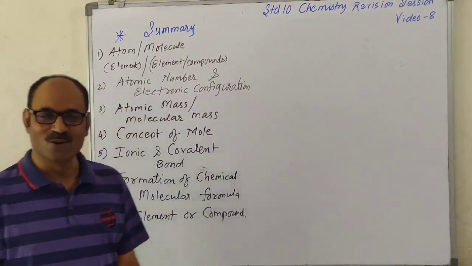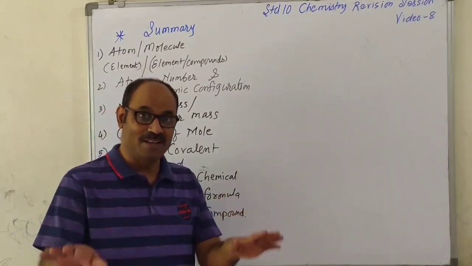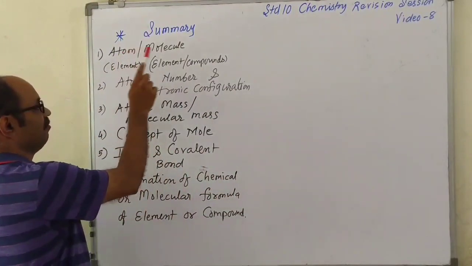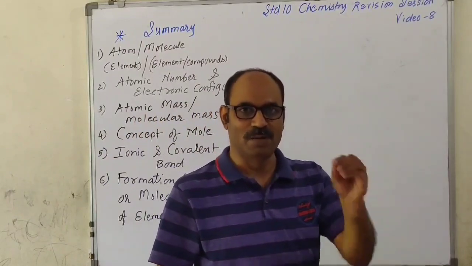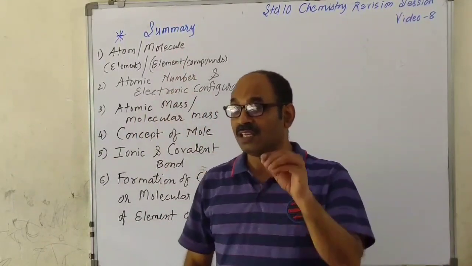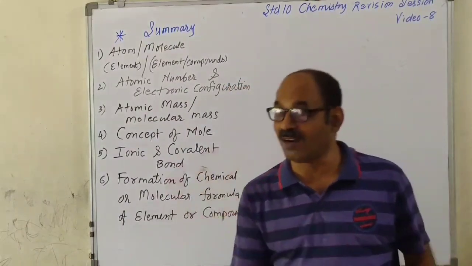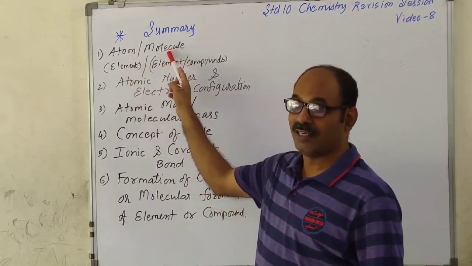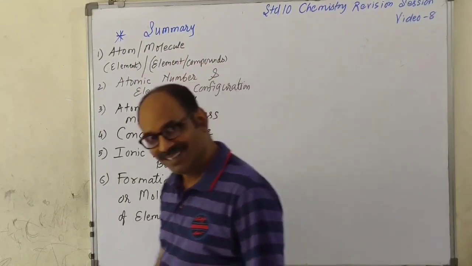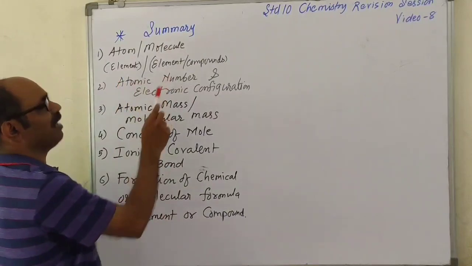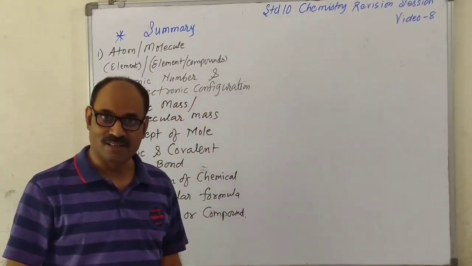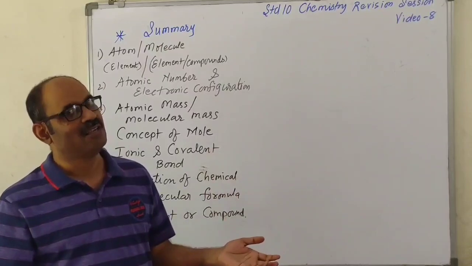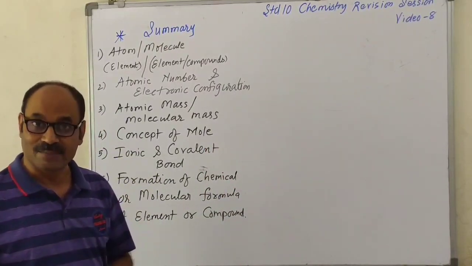So now let us look at the summary of all that we learnt so far in chemistry revision of standard 9th. Okay. What we learned? Atom and molecule. What is atom? The smallest possible particle of an element. What is molecule? The smallest possible particle of element or compound. Correct? Right. Atom can be said as element and a molecule can be of element as well as of compound. Correct? Okay. Then we learnt about atomic number and electronic configuration. What is atomic number? The number of protons in the nucleus of an atom or the number of electrons revolving around the nucleus of atom is known as atomic number.